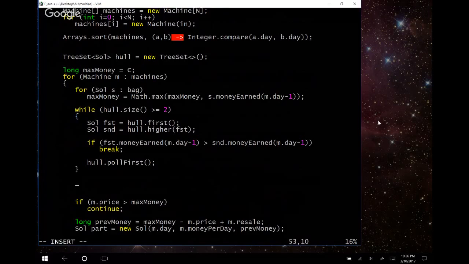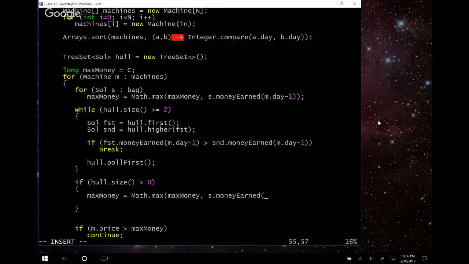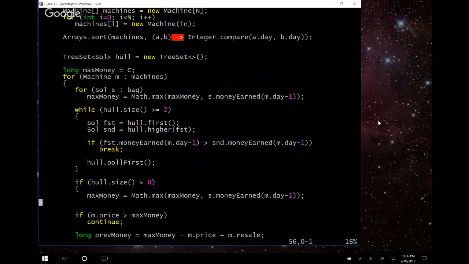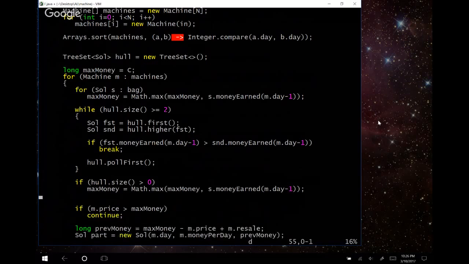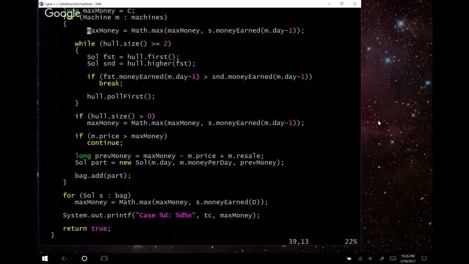Okay, so now what I need to do is, if I have at least one element, I need to update max money. And that's going to be my max money so far. So that's all I need to do. That's written perfectly fine, nothing wrong with that. Okay, so that should maintain my maximum money. I can get rid of this bag thing.